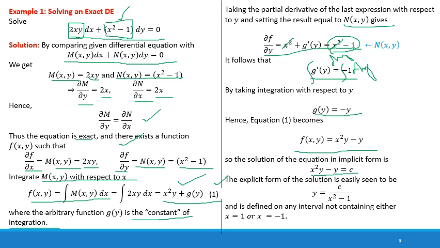The explicit form of the solution is easily seen to be y is equal to c divided by x square minus 1, and this is defined on any interval not containing x equal to 1 or x equal to minus 1.